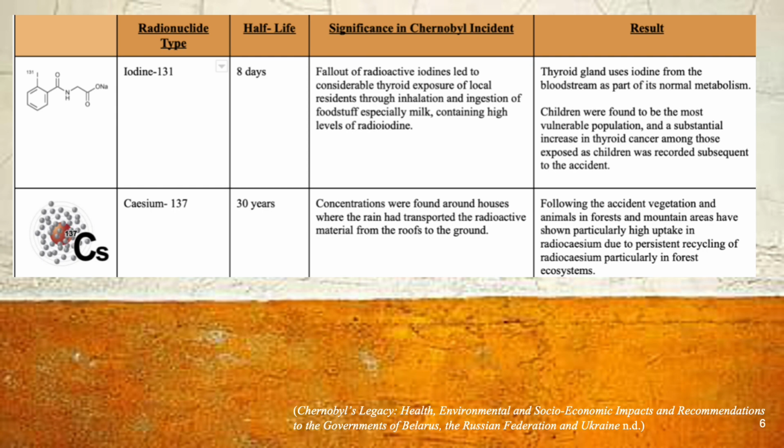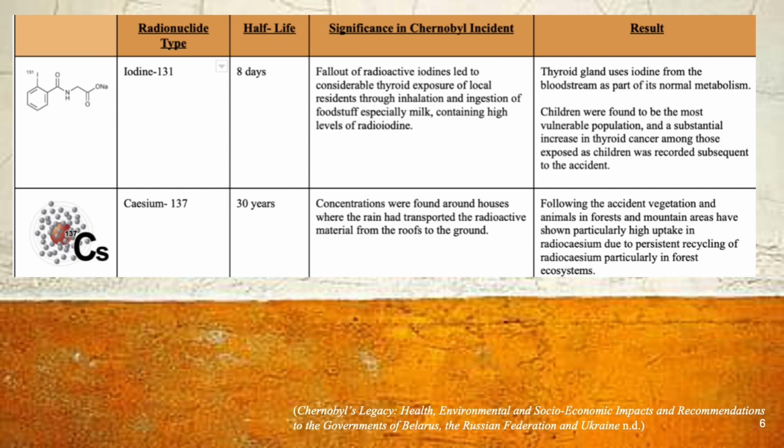The major radionuclides that were present during this incident were iodine-131 and cesium-137. Iodine-131 has a half-life of approximately 8 days. After the disaster, there was a huge fallout of iodine, which increased thyroid exposure. The thyroid gland uses iodine from the bloodstream as part of its normal metabolism. Exposure occurred through inhalation and digestion of food, especially milk, which contains high levels of radioiodine.